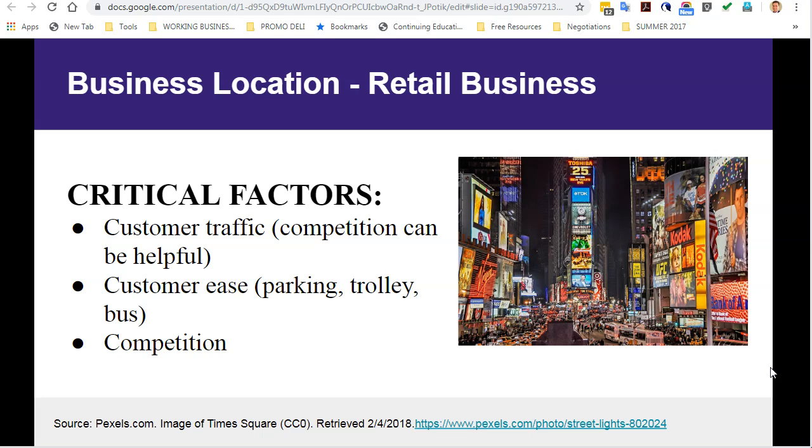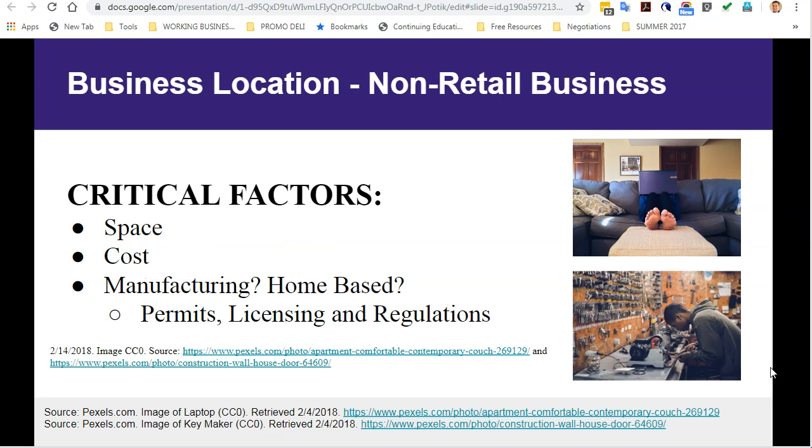There are some critical factors that you want to consider. One is customer traffic. People might be walking by and want to shop. So are there enough people? Are people able to park? Are they able to take a trolley or bus or cruise line to your location and get out and start walking around and being able to access your store? And another thing you want to consider is the competition. How many other businesses nearby are selling something similar that are competing for the customer's business in your market?